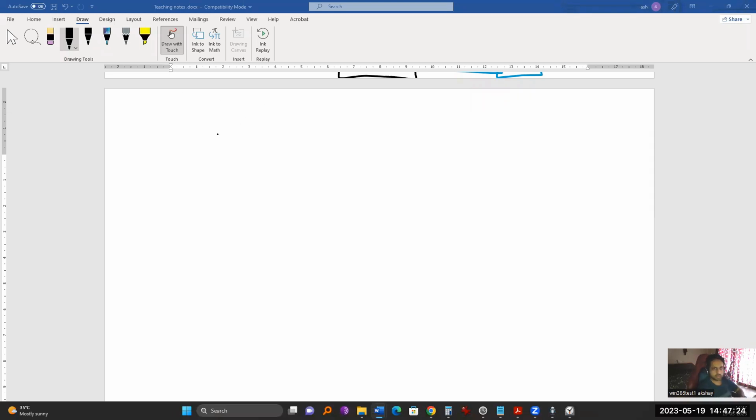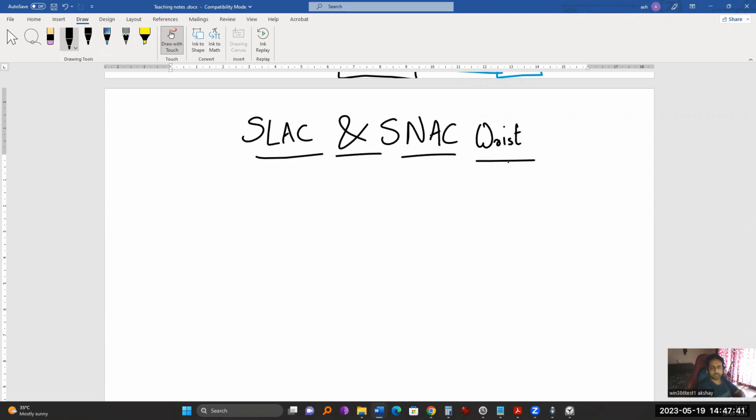Okay, now we'll see about SNAC and SLAC wrist. These SLAC and SNAC wrist, these both are complications. These are the complications that happen in the carpal bones if they are left untreated. If they are left untreated, this SLAC and SNAC wrist can happen.